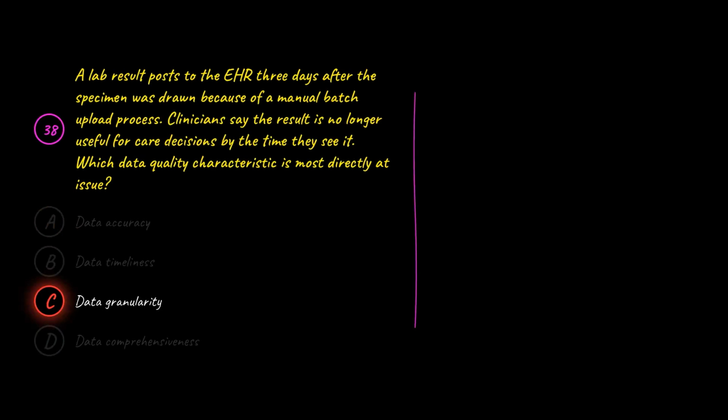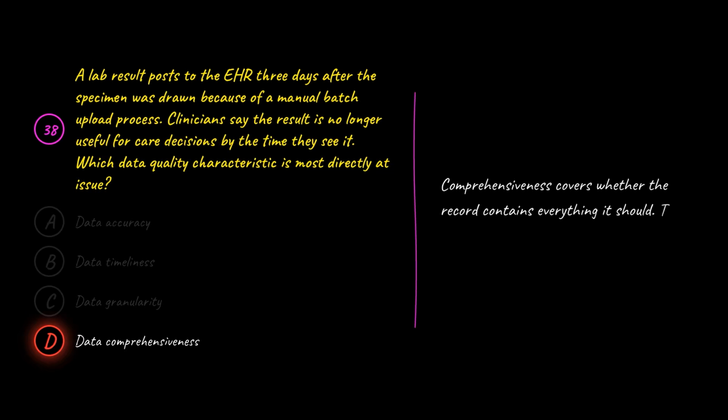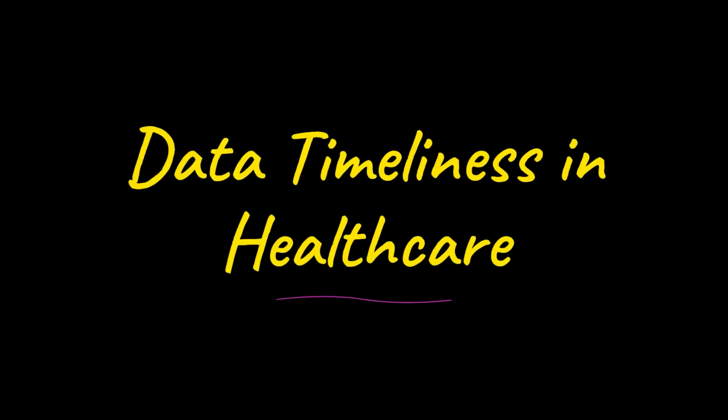C is wrong because granularity is about detail level. A delayed result can still be detailed. D is wrong because comprehensiveness covers whether the record contains everything it should. The record has the result, it just arrives late. Data timeliness is a distinct data quality dimension. It describes whether data is available when it is needed, not whether it is correct or complete.